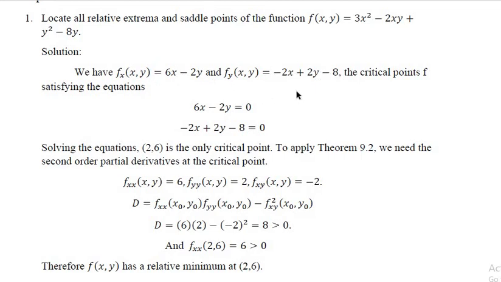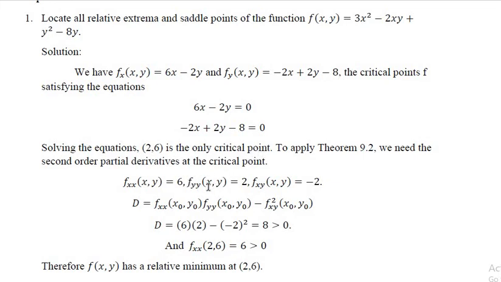Now equate these first order partial derivatives to 0. Solving these two equations, we will get x equal to 2, y equal to 6. That is, (2, 6) is the only critical point.